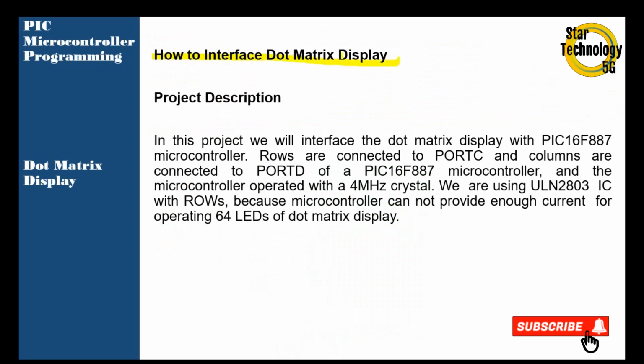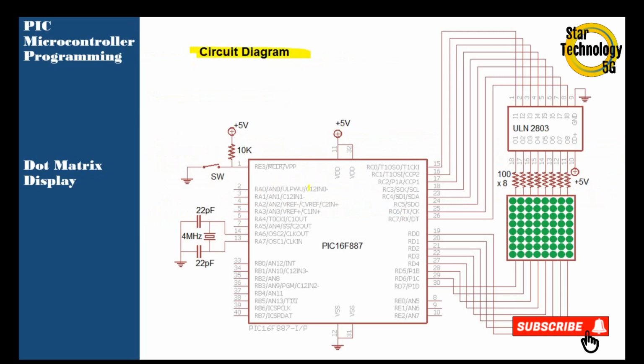How to interface dot matrix display? Project description. In this project, we will interface the dot matrix display with PIC16F887 microcontroller. Rows are connected to port C and columns are connected to port D of the PIC16F887 microcontroller, and the microcontroller is operated with a 4 MHz crystal. We are using ULN2803 IC with rows because the microcontroller cannot provide enough current for operating the 64 LEDs of dot matrix display. Circuit diagram. Here is the circuit diagram we will use in our project, that is PIC16F887 microcontroller.